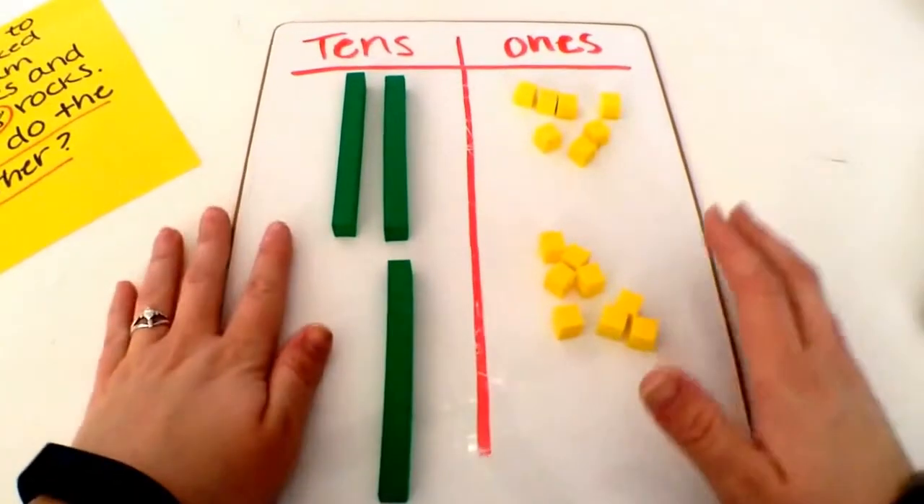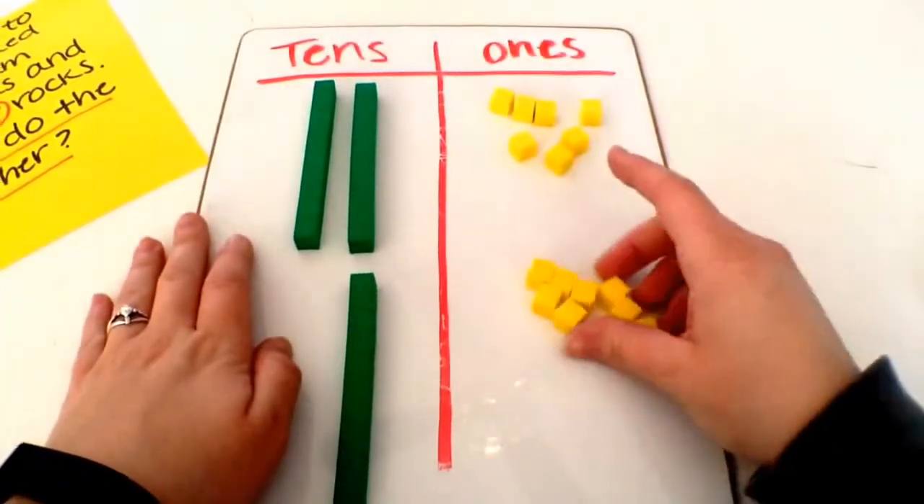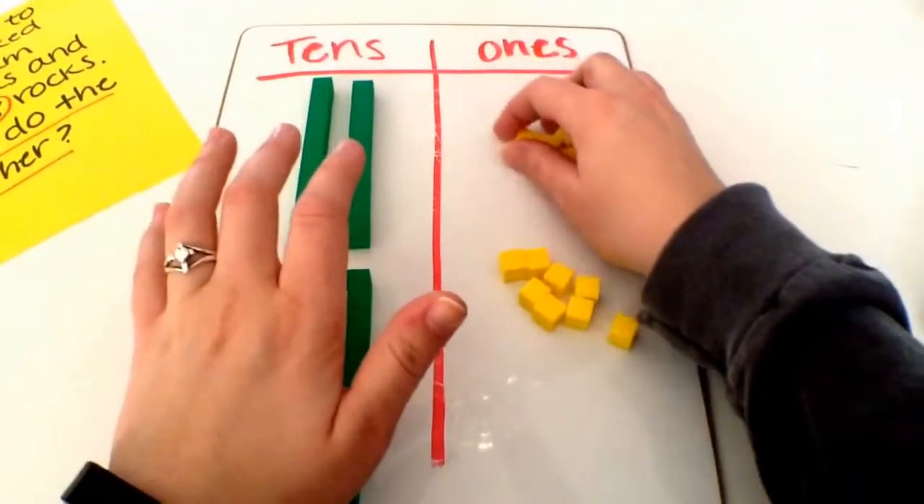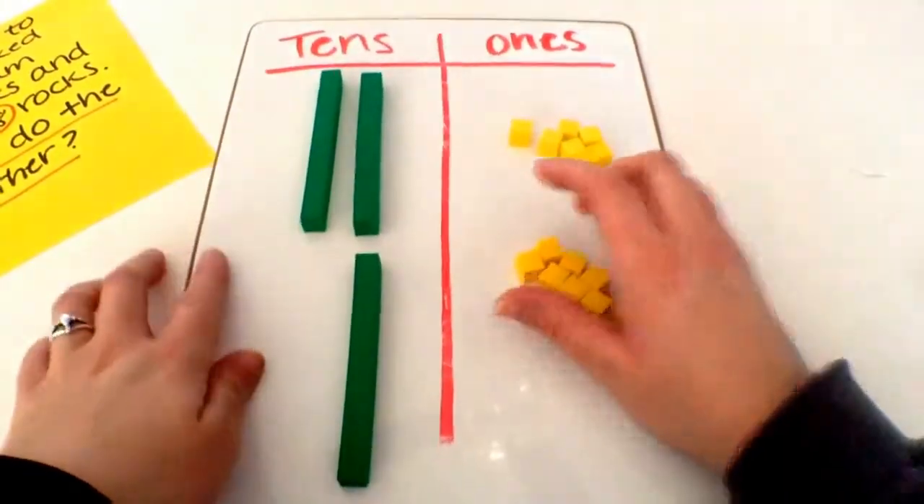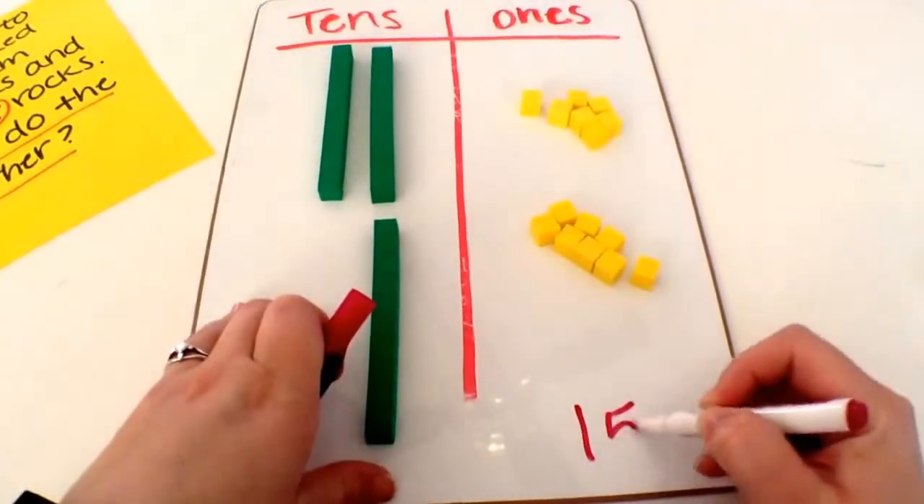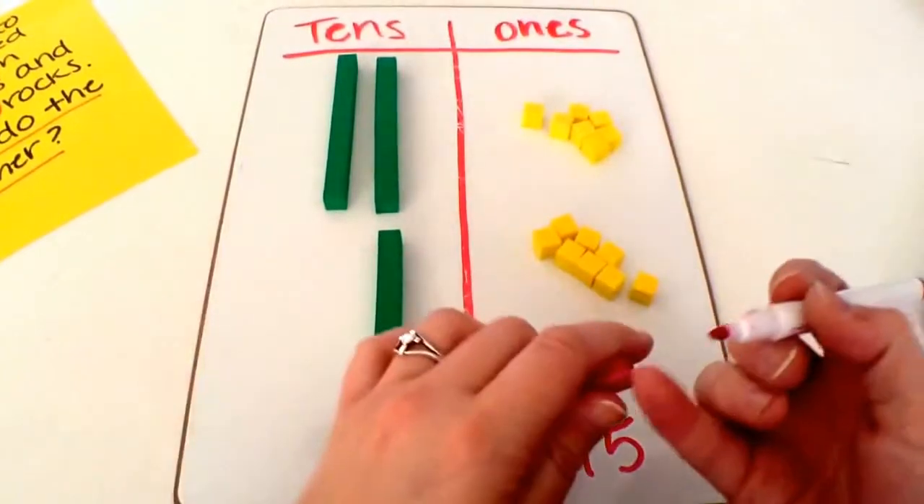So let's look at our ones column first. We know that we have 8 ones and 7 ones right here. So 8 plus 7 is 15. So we know that we can't have 15 ones down here. We just can't do that. You can't have 15 ones in the ones column.